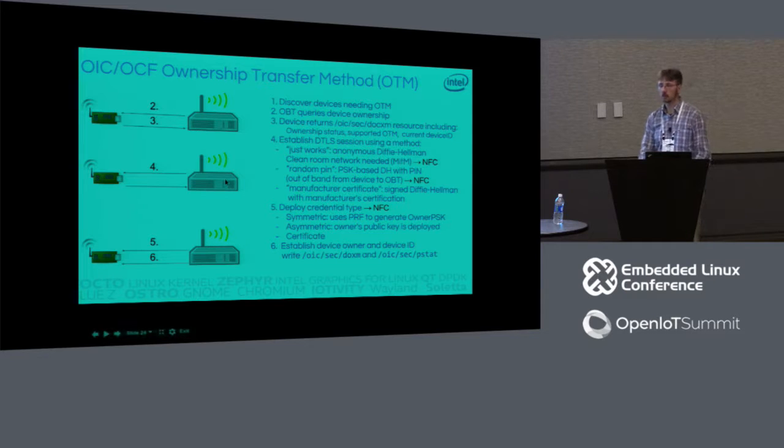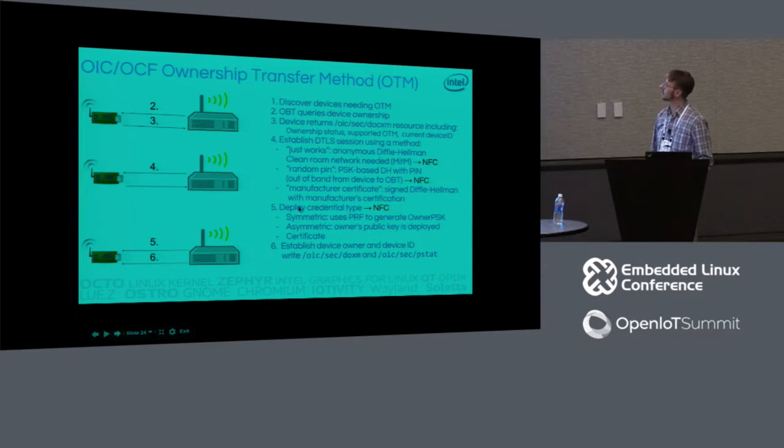The ownership transfer method is awfully complex, and I'm not going to read this. I'm just going to tell that at some point, the onboarding tool device needs to discover the device that needs the ownership transfer. And then it queries on resources, and then has to establish a secure session. And there are 3 methods, or basically more, enumerated in the OIC security spec. And each of them is like 40 steps on the sequence diagram. It's pretty complex. The point here is that at least the just work method and the random pin method need an out-of-band key exchange. And for that key exchange, NFC could be used.